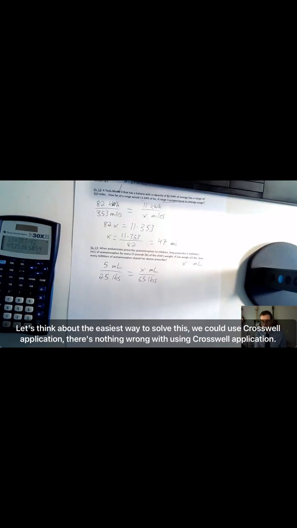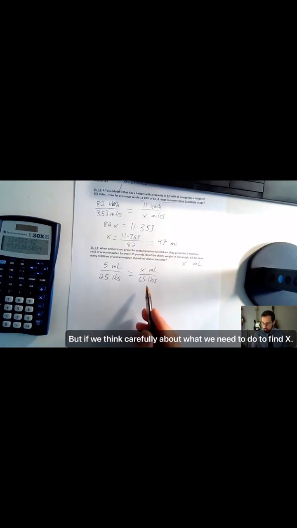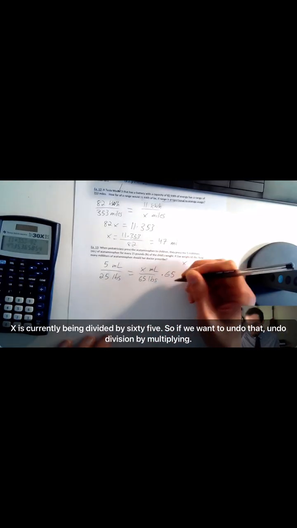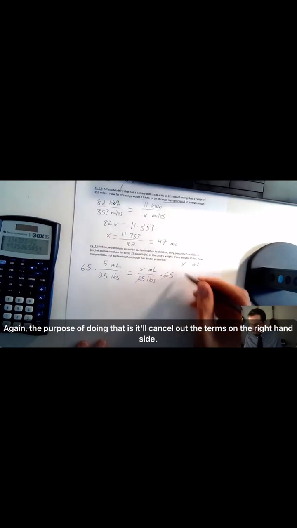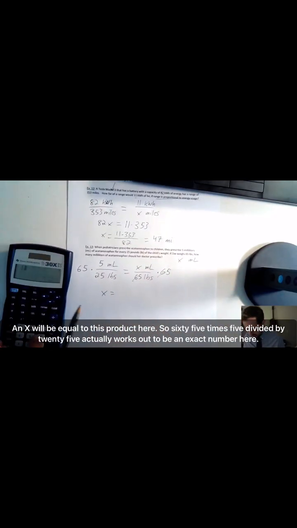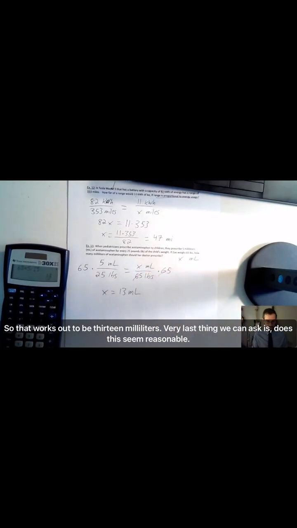Let's think about the easiest way to solve this. We could use cross multiplication, and there's nothing wrong with that. But if we think carefully about what we need to do to find x, x is currently being divided by 65. To undo division, we multiply, so we multiply both sides by 65. That cancels out the terms on the right-hand side, and x will be equal to this product. So 65 times 5 divided by 25 works out to be an exact number, 13 milliliters.